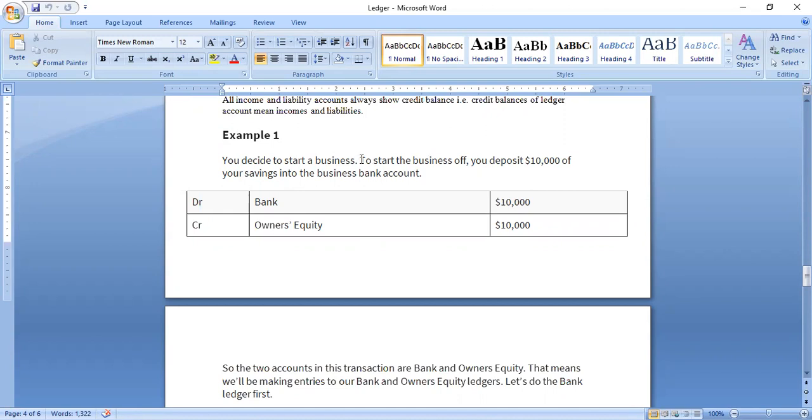To start a business, deposit taka 10,000 of your savings into the business bank account. What is the journal of these transactions? All of you know that this is a very simple journal.